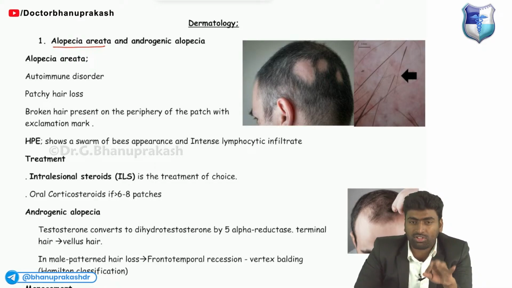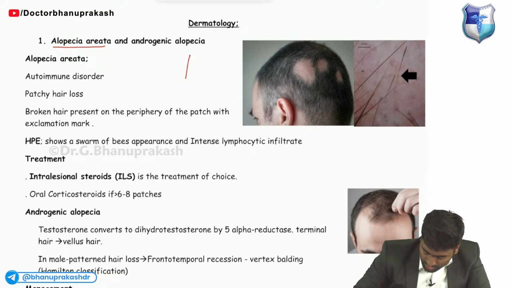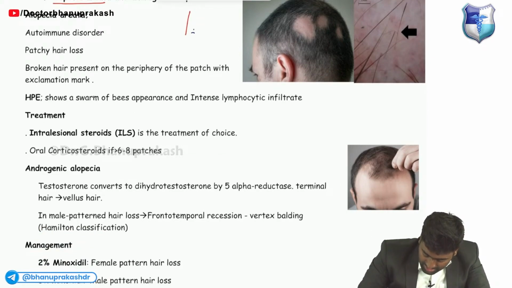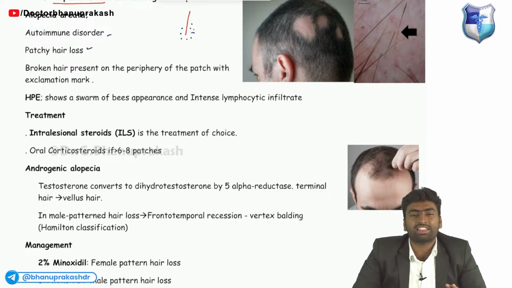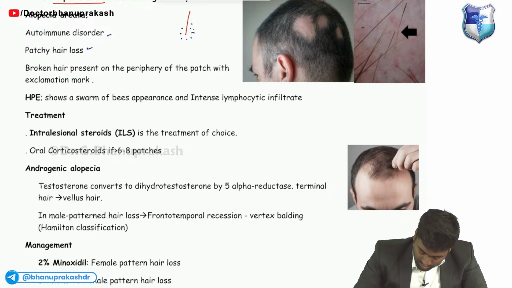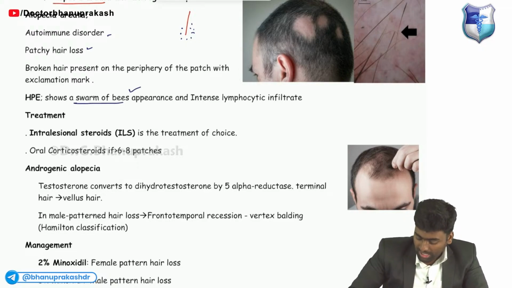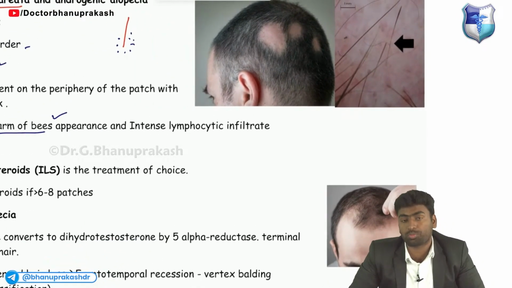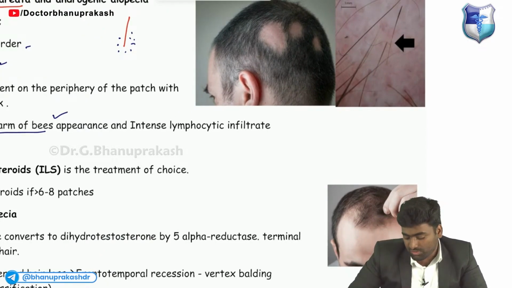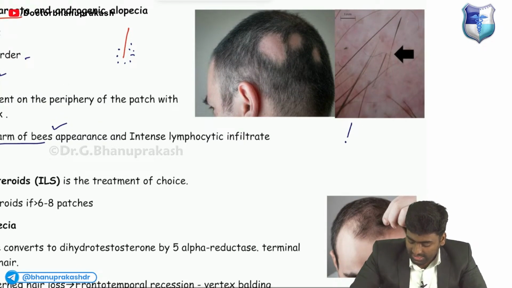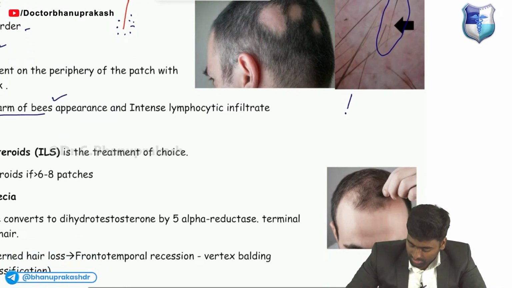Because of this autoimmune disorder, the hair follicle will be attacked by a swarm of lymphocytes. Histologically, you will see this swarm of bees appearance of lymphocytes. Under examination, known as trichoscopy, when you examine the hair, you will see a sign known as the exclamation mark sign, which is seen in a case of alopecia areata.